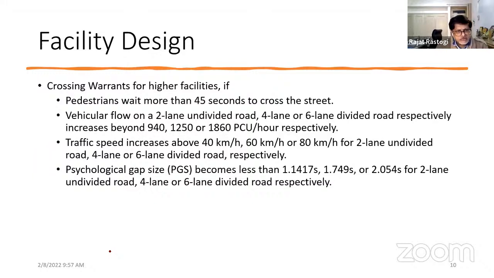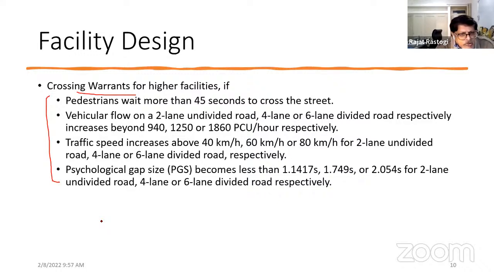Now, when you look further, it is also talking about the crossing warrants. These crossing warrants are now replacing the previous crossing warrants. Those previous crossing warrants were talking in terms of the wait time, which is quite high, the speed, which is quite high, and accidents, which are 5 or more in a year at a particular location. So such type of information was there. And then it was also talking about a PV square, where for an undivided road it was 1 into 10 to power 8, and for a divided system, 2 into 10 to power 8 were the values.